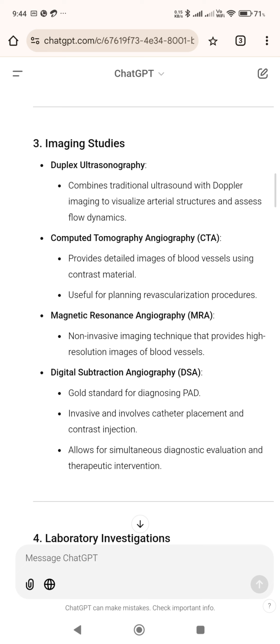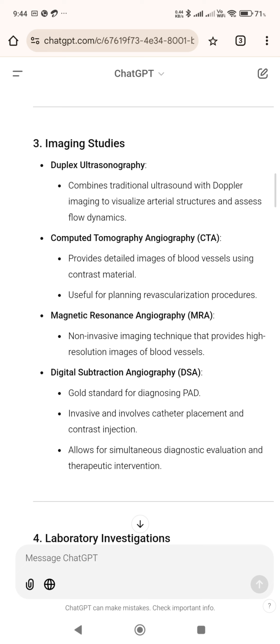3. Imaging studies. Duplex ultrasonography combines traditional ultrasound with Doppler imaging to visualize arterial structures and assess flow dynamics. Computed tomography angiography, CTA, provides detailed images of blood vessels using contrast material, useful for planning revascularization procedures. Magnetic resonance angiography, MRA, is a non-invasive imaging technique that provides high-resolution images of blood vessels.